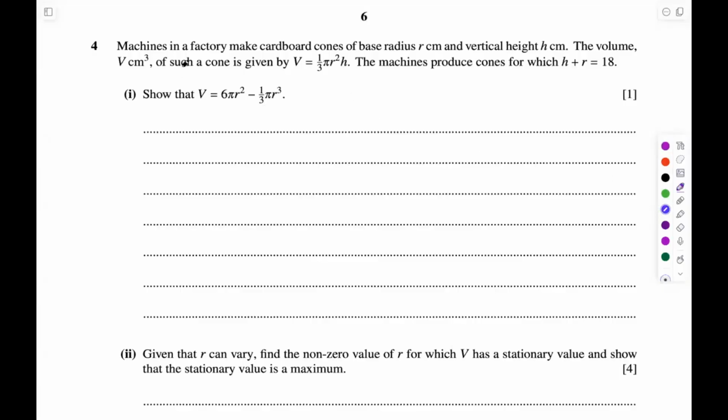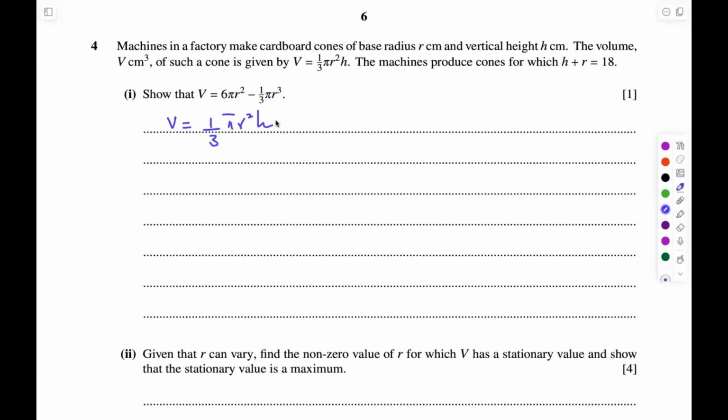Question 4. Machines in a factory make cardboard cones of base radius r and vertical height h. The volume of such a cone is given by V equals 1 upon 3 pi r square h. The machine produces cones for which h plus r equals 18. In part 1, we have to show that V equals 6 pi r square minus 1 upon 3 pi r cube. Now, as we can see in this expression, there is no h, and originally V was equal to 1 upon 3 pi r square h.